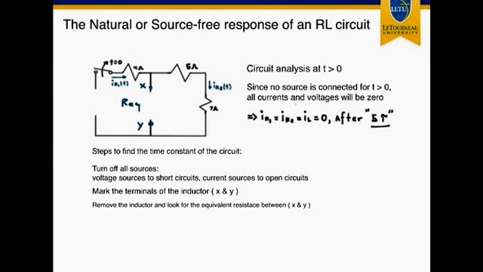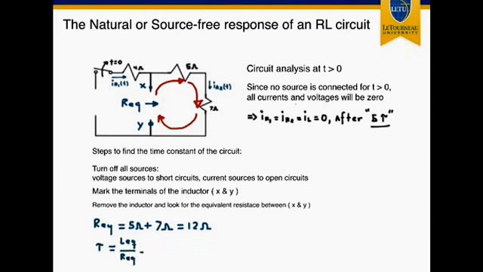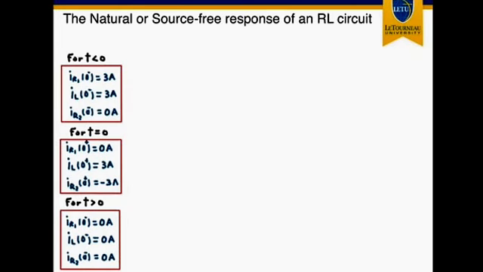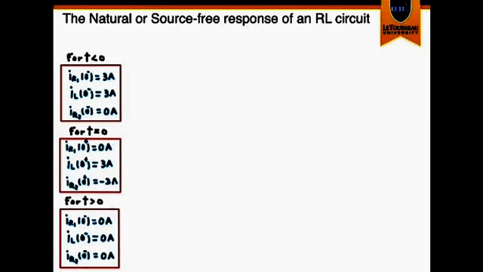And now we're going to try to find the equivalent resistance across X and Y. And we see that we have a 5 ohm resistor followed by a 7 ohm resistor. We go around the loop, that is 12 ohms. So tau is L equivalent divided by R equivalent, 4 henries divided by 12 ohms, that's 1 divided by 3 seconds. Since we have all the values for t less than 0, t equals 0 and t greater than 0 for all the currents, now we're going to determine the equations for each one of these currents.